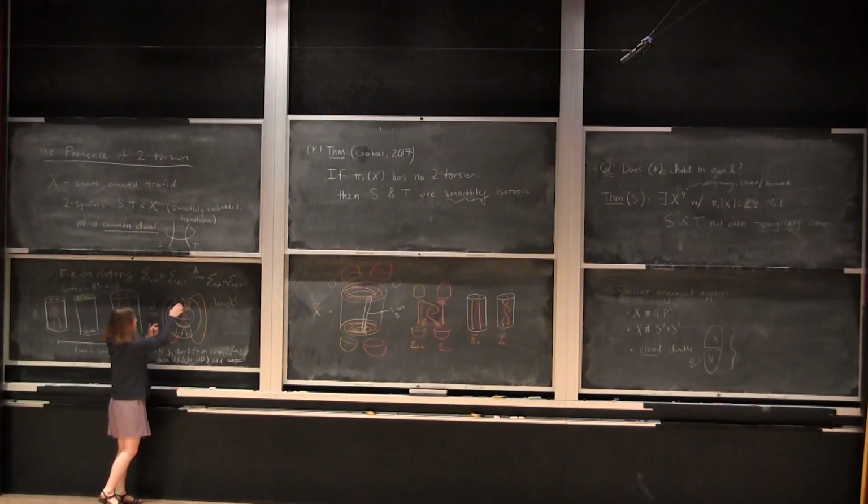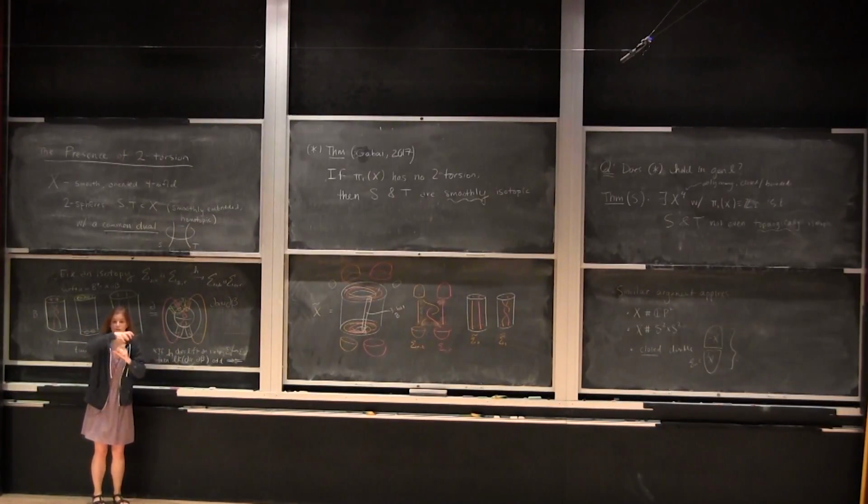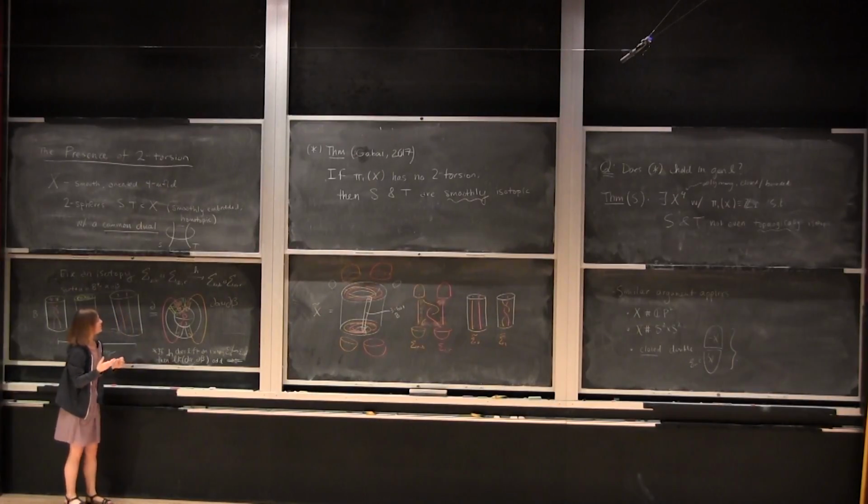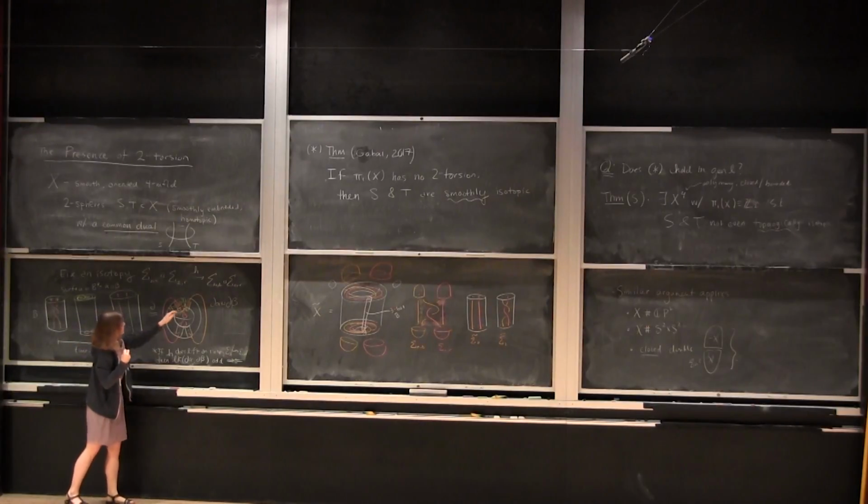And then also, the individual components can just be linked with each other. So the actual linking number of the stuff in this solid torus is going to affect the linking number of the entire link. So those are the two things you have to pay attention to in this case.